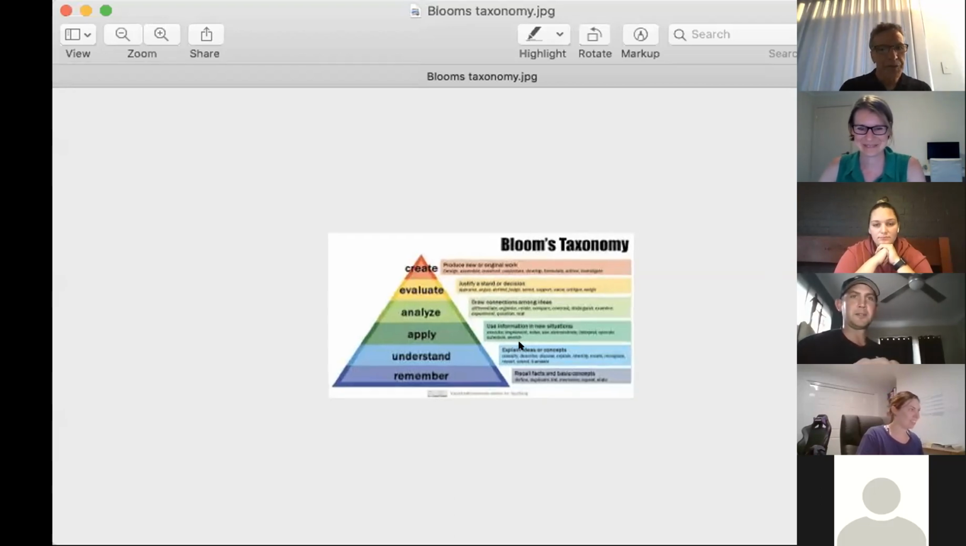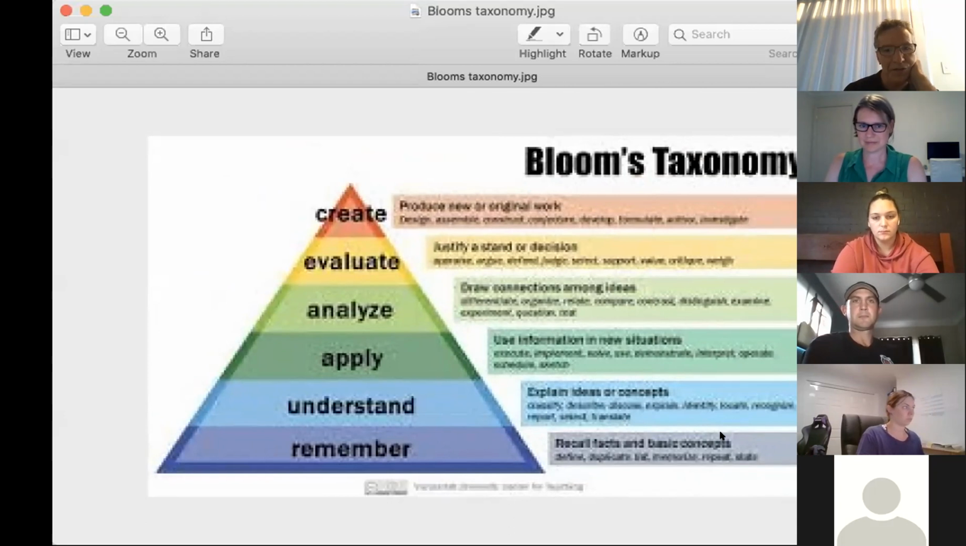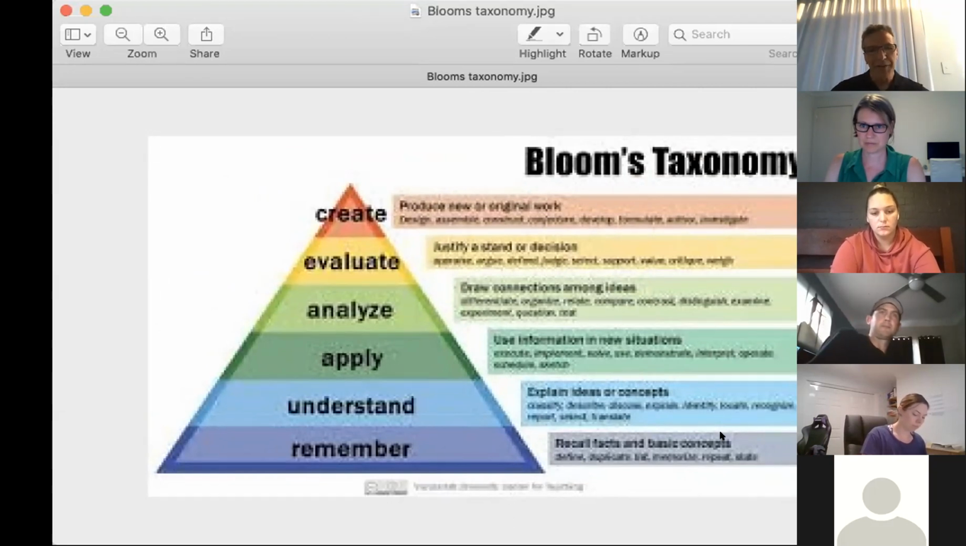So to make it a bit bigger, we've got these different categories, and they've actually done it differently to the one that I linked in the PowerPoint slide. They've got remember at the bottom as the lowest level, and they've got here recall facts and basic concepts. So if you wanted to, in developing a training session, you might start off with that level of learning outcome initially.